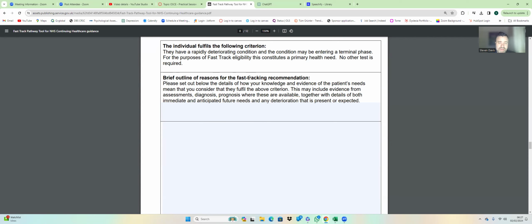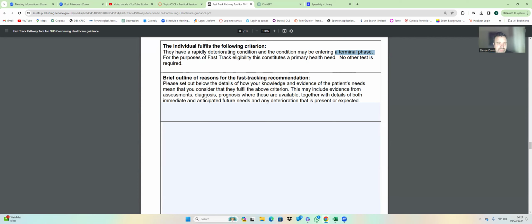So, a brief outline of the reason for the fast track recommendation. Here, please set out below the details of your knowledge and the evidence of the patient's needs. That means you need to consider that they fulfil the criteria. In other words, you need to respond on the deteriorating condition and the terminal phase. So what makes you think they're going into that terminal phase?